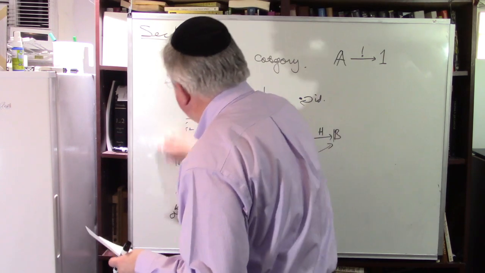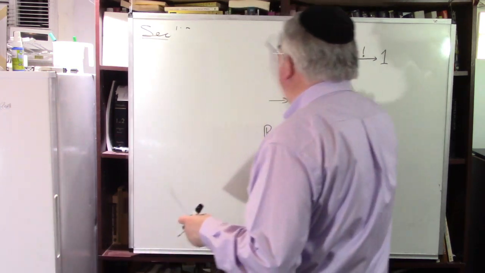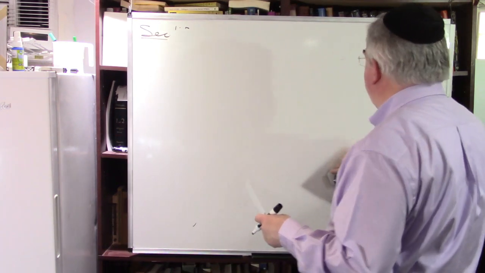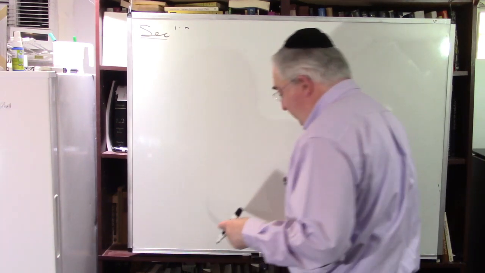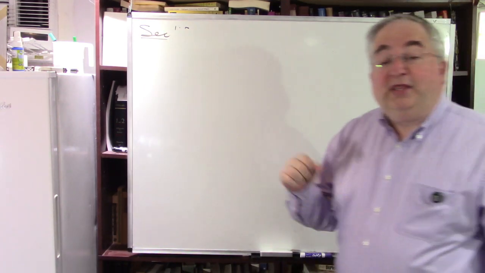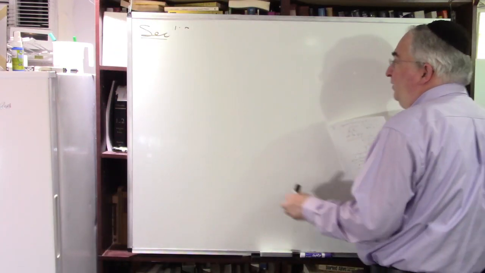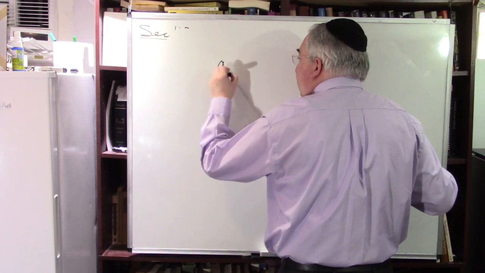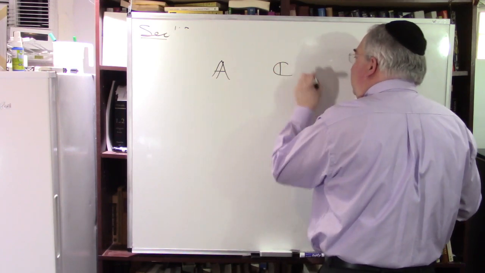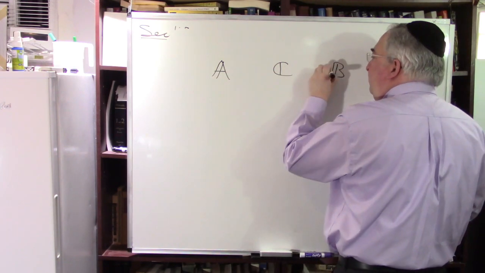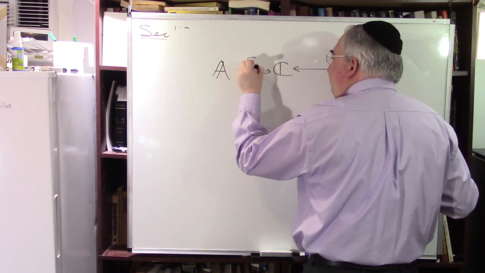Great. Let's just talk for a minute about comma categories. What's a comma category? A comma category is an interesting construction that does exactly what we saw before, namely it changes the morphisms of one category into the objects of another category. So let's see what happens. You're going to have 3 categories, A, C, and B, and you're going to have 2 functors, F and G.